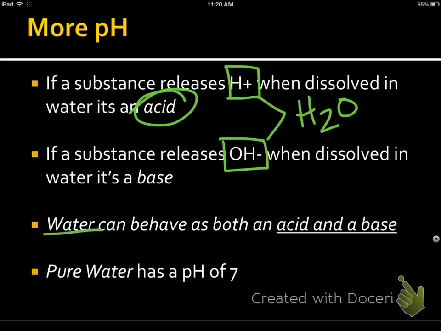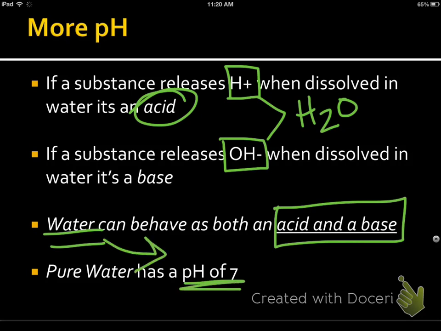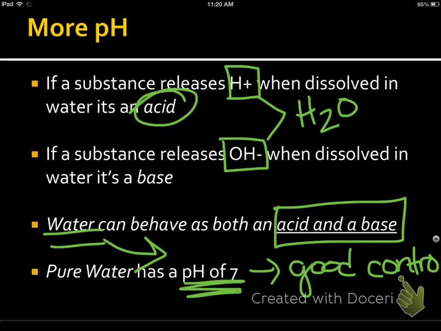Water, interestingly, can behave as both an acid and a base. And if you remember, like we just said, water has a pH of 7, which is why it makes a very good control, back to that standard or that natural. A good control in a lab setting. Keep that in mind.